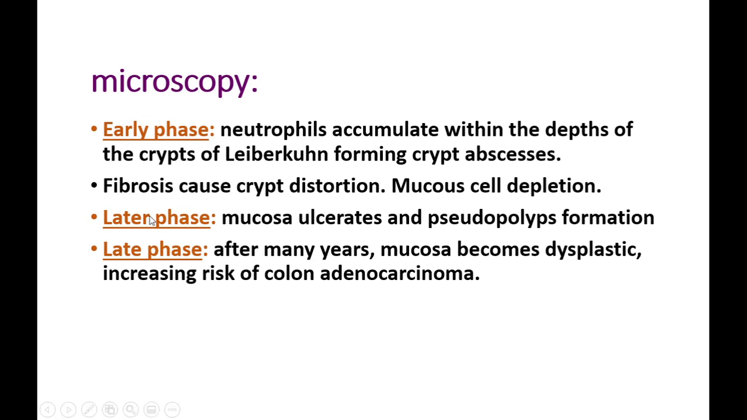Microscopically, there is an early stage, later stage, and late stage. In the early stage, neutrophils accumulate within the depth of the crypt of Lieberkühn, forming crypt abscesses. Fibrosis causes crypt distortion and mucous cell depletion. Crypt distortion is an abnormal, distorted shape of the crypt or gland, and mucous cell or goblet cell depletion is a sign of a chronic ongoing inflammatory process.